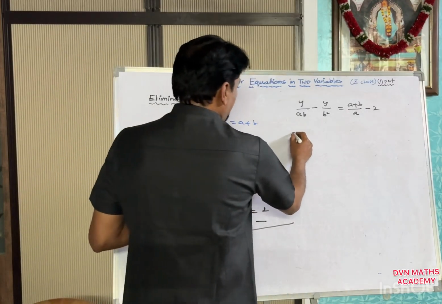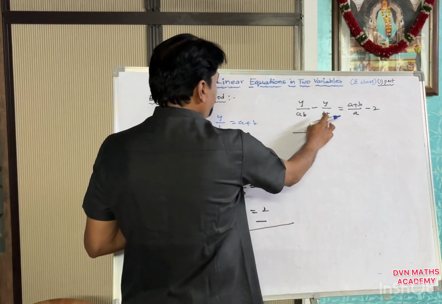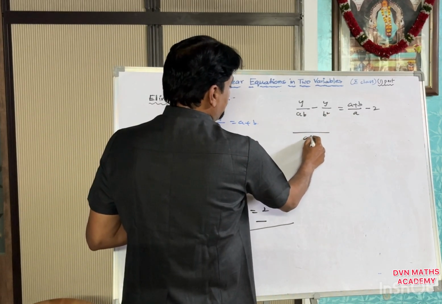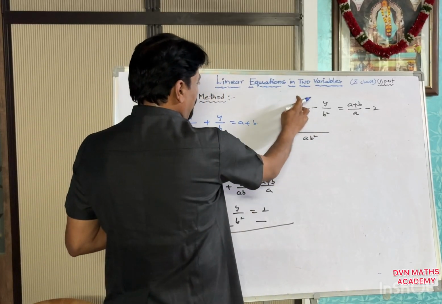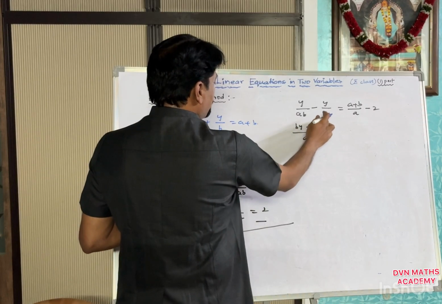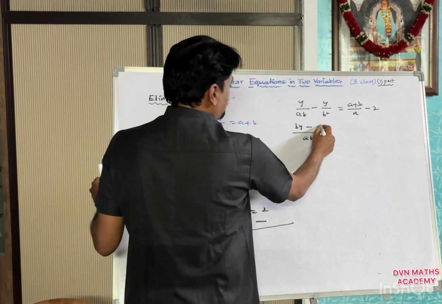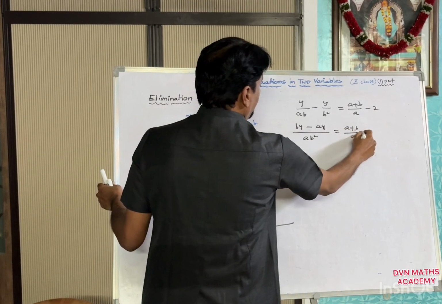By making the LCM, some students feel it very hard to find the LCM. This is ab and ab square. So the LCM is ab square. So here ab is there, you want to multiply this term with b. So this is by minus b square, and you multiply it with a. This is ay is equal to a plus b by a minus 2.